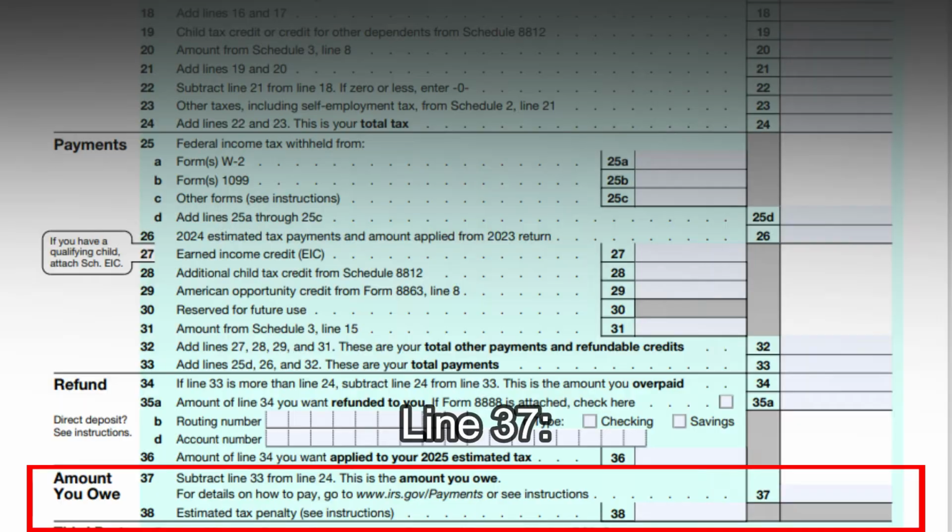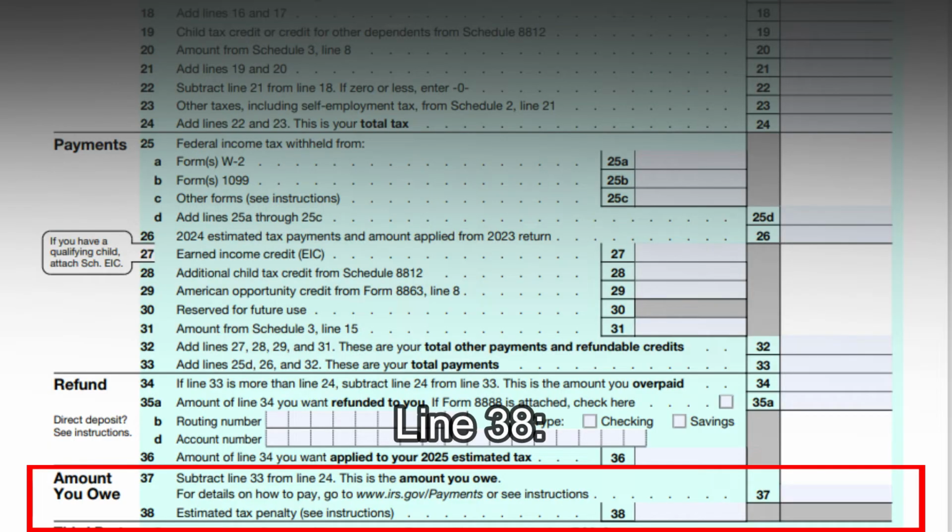Line 37, this is the amount you owe to the IRS. If your total tax liability from line 24 is greater than your total payments from line 33, subtract line 33 from line 24. The result is the amount you owe.